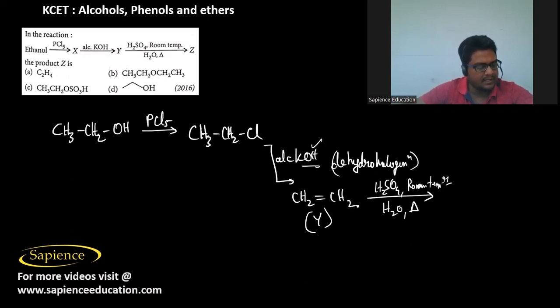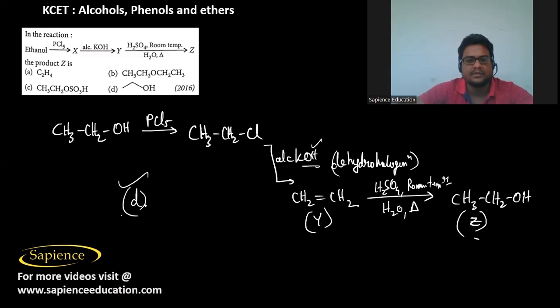So then again the alcohol will be formed, this CH3CH2OH, which is Z. So the compound Z is ethanol, which is option D. So option D is the correct answer. By ethanol, I can show it like this in the bond line structure. We can show it like this also.